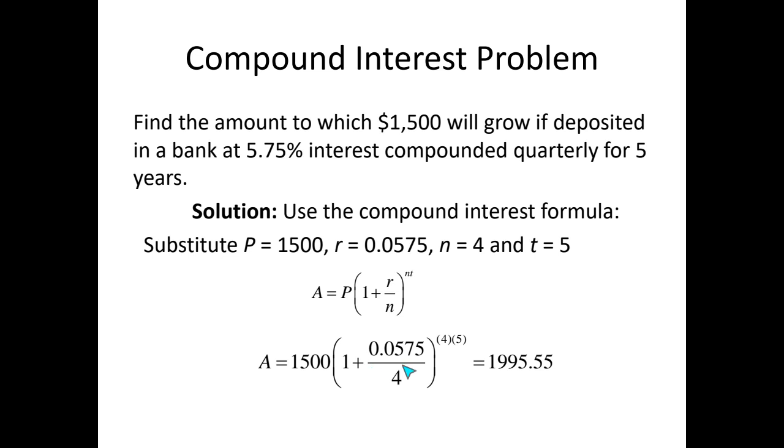So what I like to tell my students is, if you know how to enter the entire thing on your calculator, you would have to use parentheses around some of this stuff, then you can do that. But if you're not sure, because some calculators are picky on where you put parentheses, then take it one step at a time. So you can do 0.0575 divided by 4.